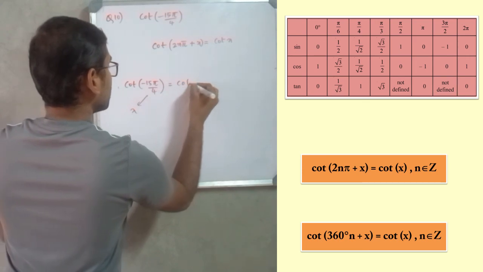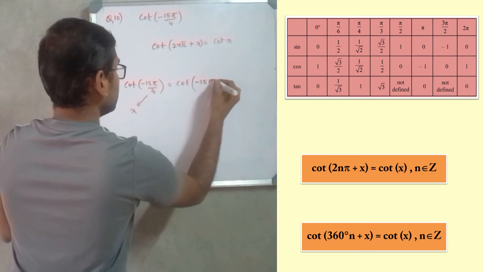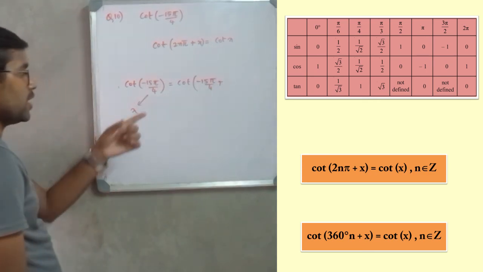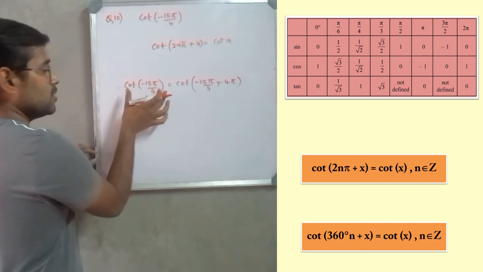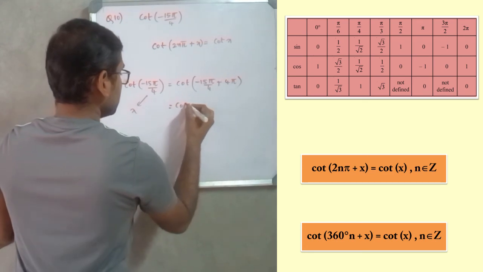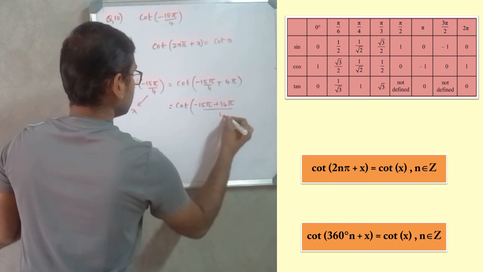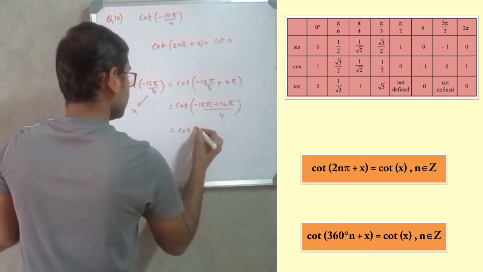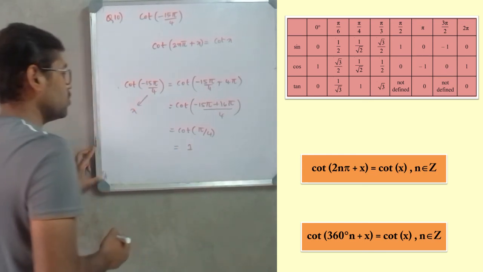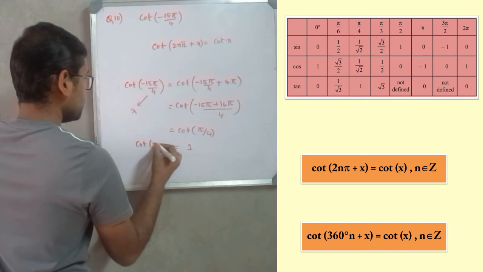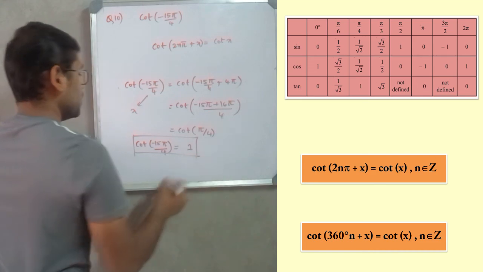If I add an integral multiple of 2 pi to this angle x, that is if I add 4 pi to this angle x, the value of cot x does not change, which means this will be cot of minus 15 pi plus 16 pi divided by 4. Cot pi by 4. We know the value of cot pi by 4 is equal to 1, which means cot of minus 15 pi by 4 is equal to 1. This is the final answer.